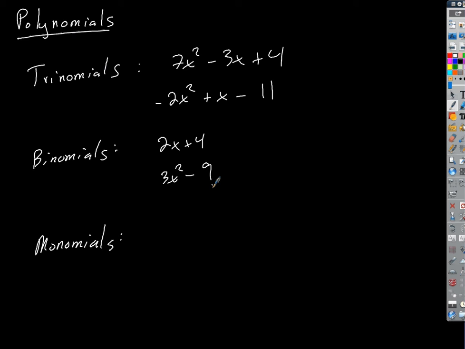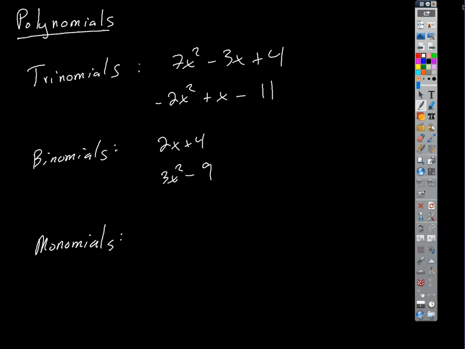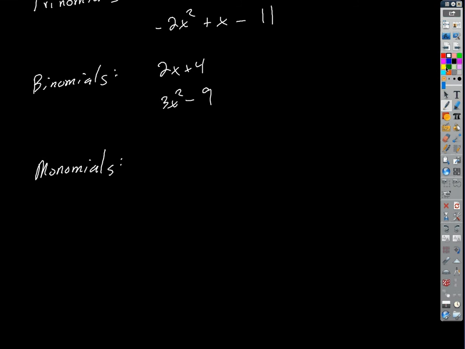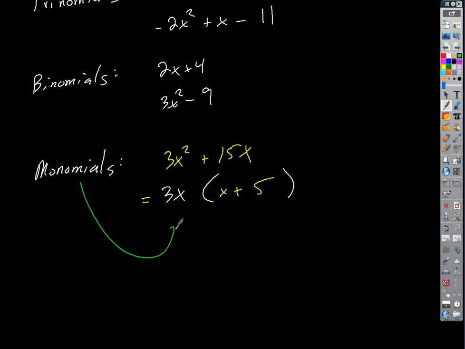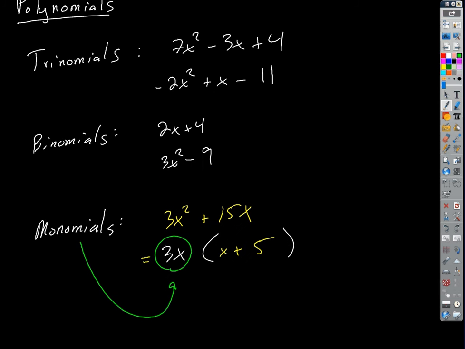So sometimes we're able to do something like this, for example. If we started off with 3x squared plus 15x, we were able to write that as 3x times the quantity x plus 5, right? And in that case, that's a monomial.